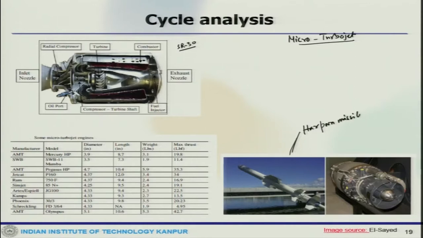Let's say this is the Harpoon missile, an air-to-surface or submarine-launched anti-surface or anti-ship missile. It is powered by a small CAE J402 turbojet engine, which has a solid propellant booster. You can see this. There is also a range of micro turbines available in the market, and they are used for this kind of application.